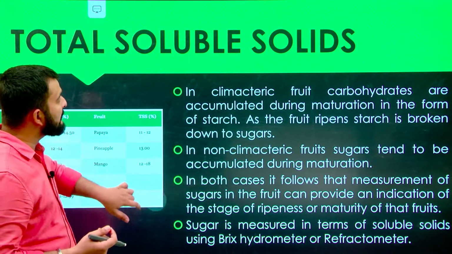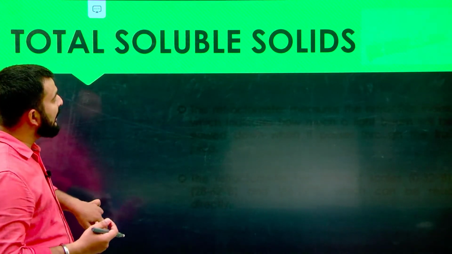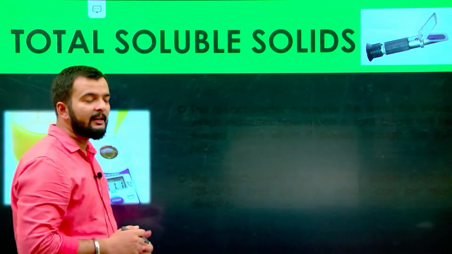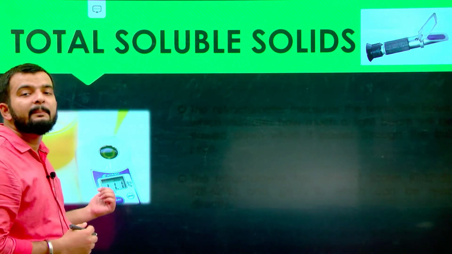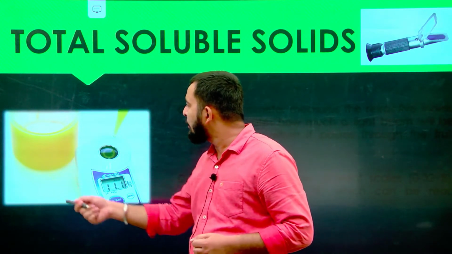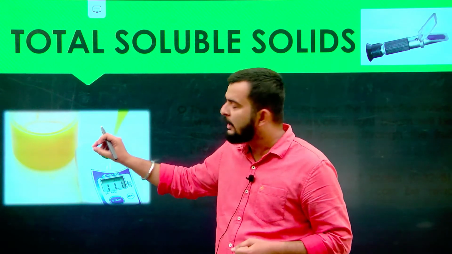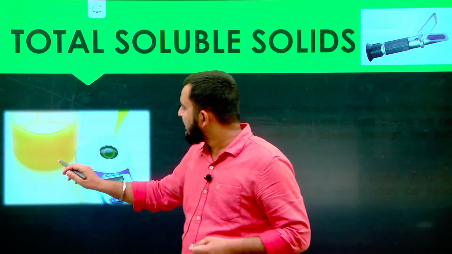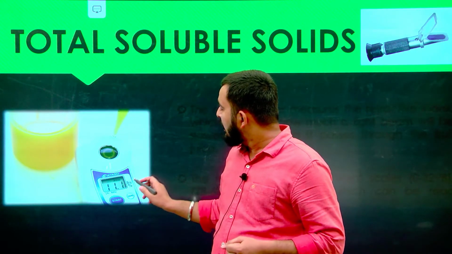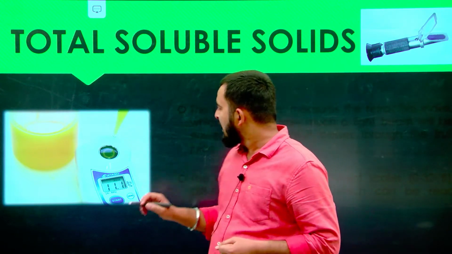Next, we were talking about the Brix hydrometer or a refractometer. Here you can see this is a handheld refractometer, and this is a digital refractometer in this picture. Here, how do you calculate the TSS? You simply place a drop of clarified juice of that fruit on the glass area, and this will instantly give you the reading of the total soluble solids in that liquid or juice content.